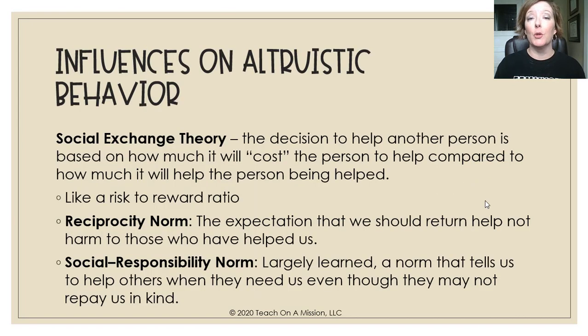There are some influences on altruistic behavior, primarily the social exchange theory. This is the decision to help another person that's based on how much it will cost the person to help compared to how much it will help the person being helped. In other words, it's a risk to reward ratio. How much are you going to give in order to truly be of benefit?